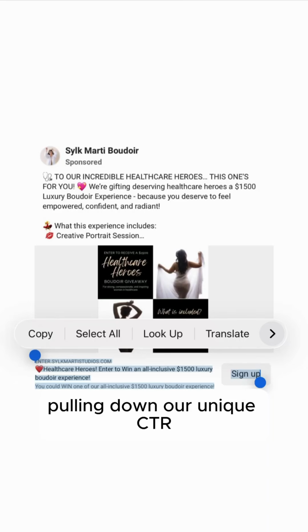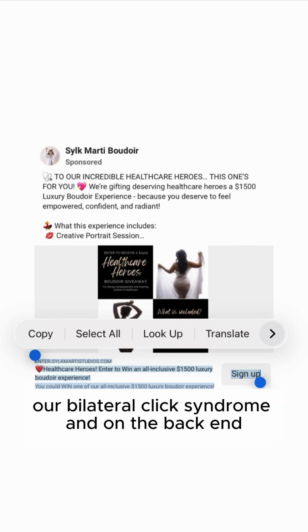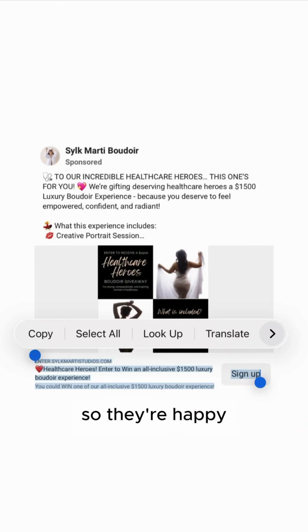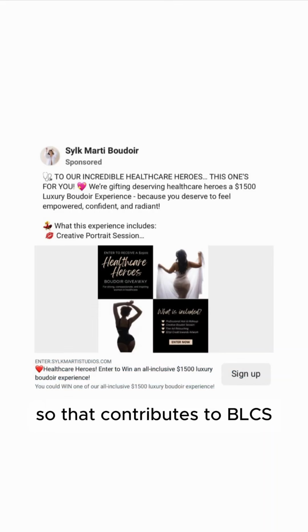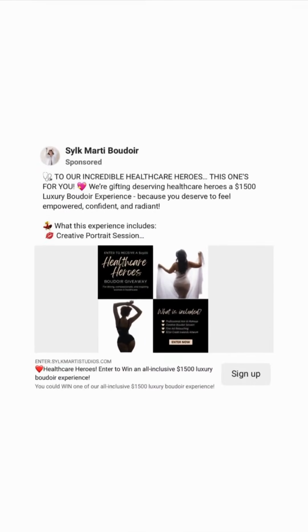Pulling down our unique CTR metric under 6%, contributing to our BLCS, our Boudoir Low-Click Syndrome. And on the back end, Facebook gets to serve more ads per unit time, so they're happy. And we got fleeced. So that contributes to BLCS. Then we got the creative here.